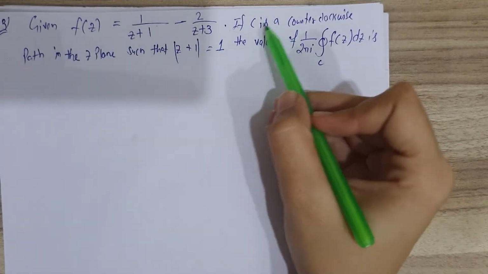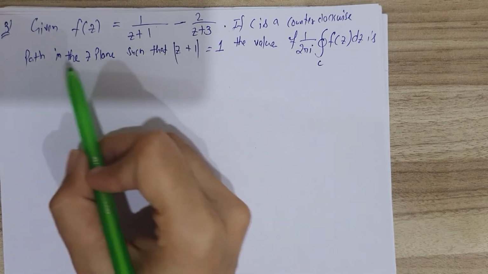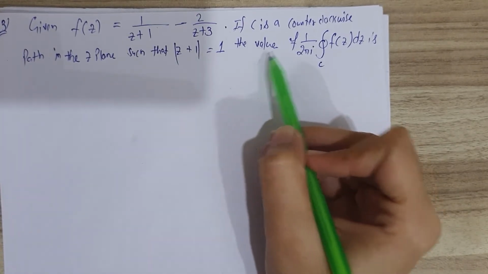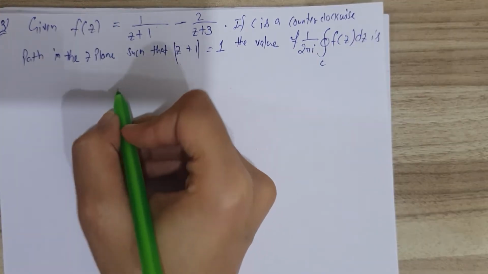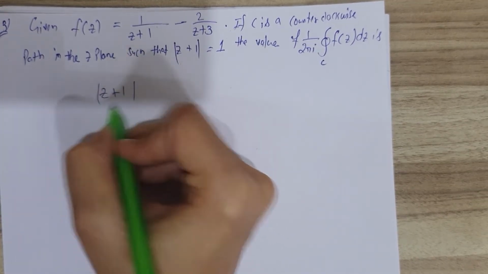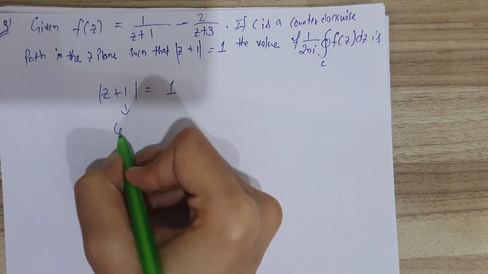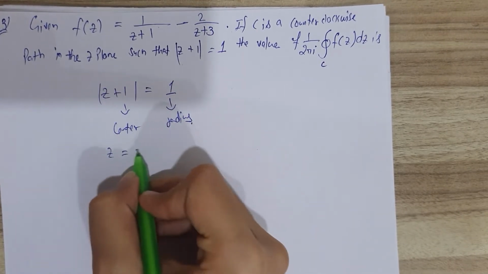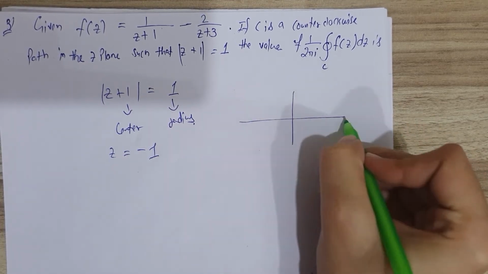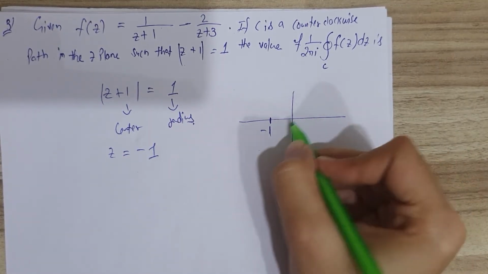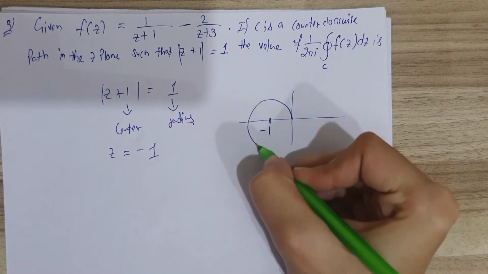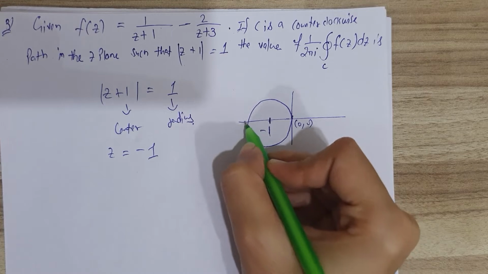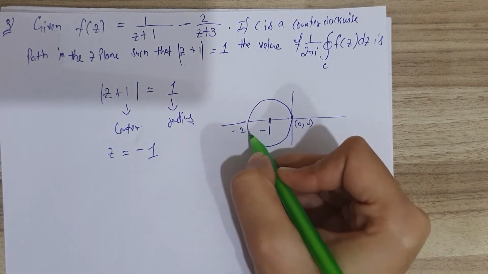Here the function is this. If C is the counterclockwise path in the z plane such that |z plus 1| = 1, the value of this is... first I plot it, |z plus 1| = 1. It means that this is the center and this is the radius. The center is at minus 1. Here this is the center and the radius is 1. So this will be 0, 0 and this will be minus 2, 0.